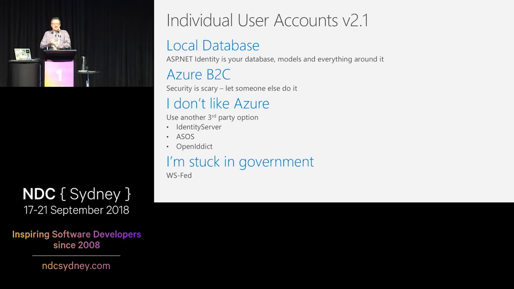For those people stuck in government, we have support for WS-Fed. Finally, that came out just after 2.0. So you can stick with those really, really old, but actually really secure authentication providers that government demands because they haven't moved on since the 1990s.